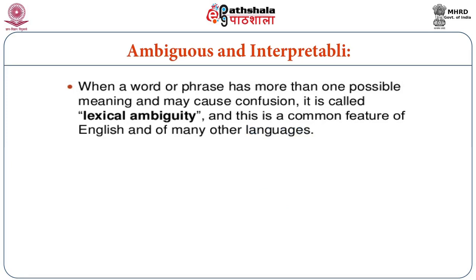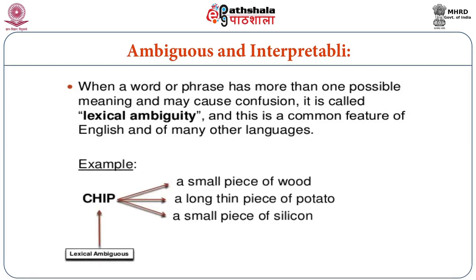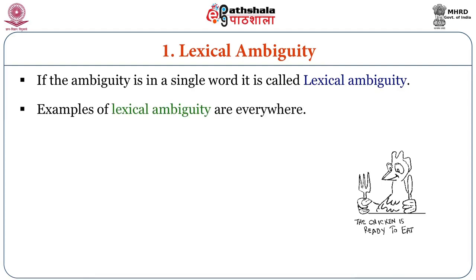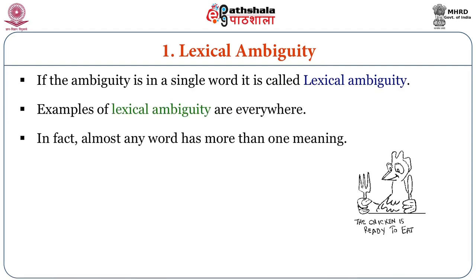When a word or phrase has more than one possible meaning and may cause confusion, it is called lexical ambiguity. And this is a common feature of English and of many other languages as well. For example, chip. Chip may be a small piece of wood. Chip may be a long thin piece of potato. And chip may be a small piece of silicon being used in computers and other devices. If the ambiguity is in a single word, it is called lexical ambiguity. So examples of lexical ambiguity are everywhere. In fact, almost any word has more than one meaning.